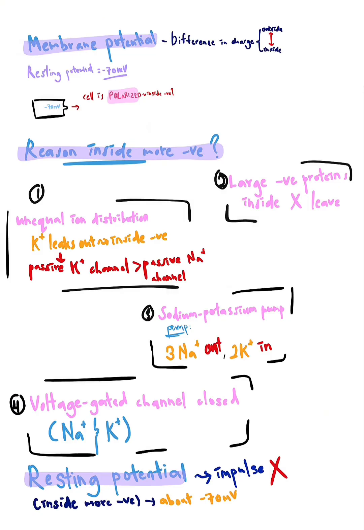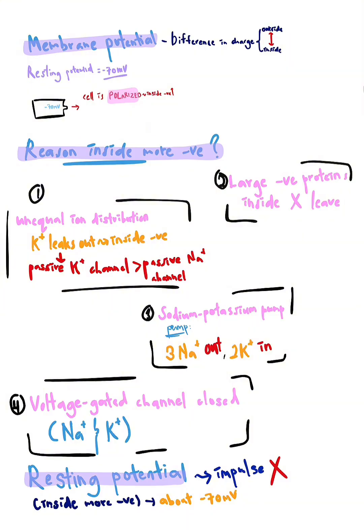As a short recap, membrane potential is the difference in electrical charge between the outside and the inside of the axon membrane. So basically, the inside of a cell is negatively charged, and the cell is said to be polarized because the inside is more negative. The resting potential is negative 70 millivolts.